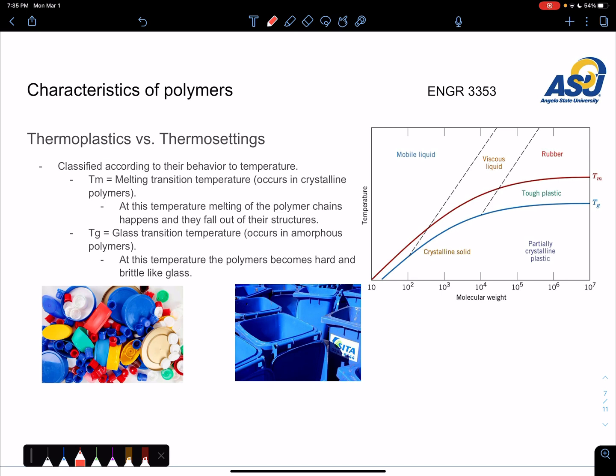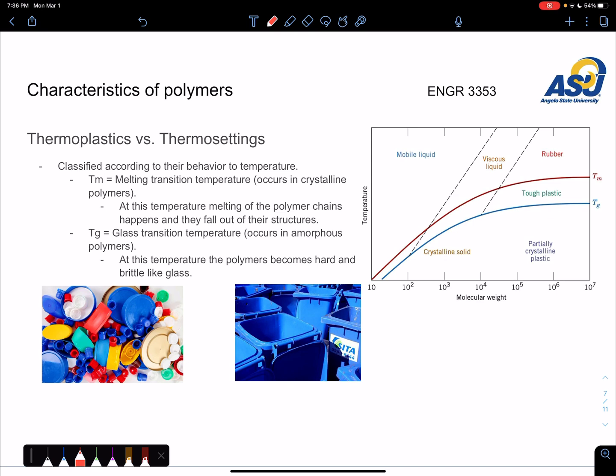And so at this point, the melting temperature occurs, and they fall out of their structures. So it no longer has a crystalline structure, and it's melting. So now the volume is increased, and oftentimes it can turn into a liquid. Usually this is your more recyclable stuff.